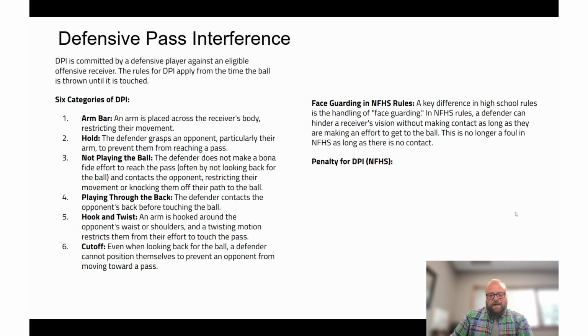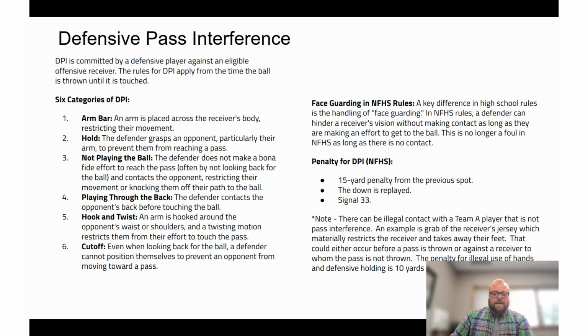The penalty for defensive pass interference is a 15-yard penalty from the previous spot. The down is replayed, and you are using signal 33 to indicate this specific call. Note, there can be illegal contact with a Team A player that is not pass interference. An example is a grab of the receiver's jersey, which materially restricts the receiver and takes away their feet. That could either occur before a pass is thrown or against a receiver to whom the pass is not thrown. The penalty for illegal use of hands and defensive holding is 10 yards from the previous spot.